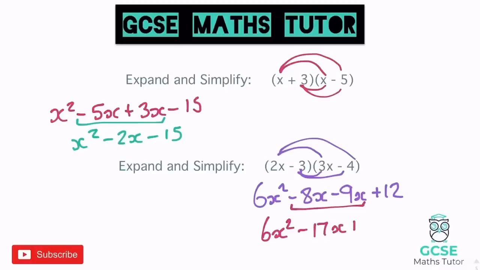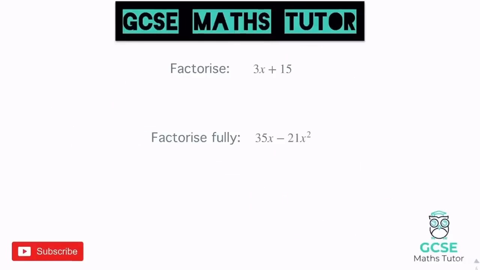And then we've got that plus 12 at the end, and there's our final answer. And we've simplified it there with the simplifying in the middle. Final answer. Okay, so factorising, we're going to take out a factor and put this into brackets.